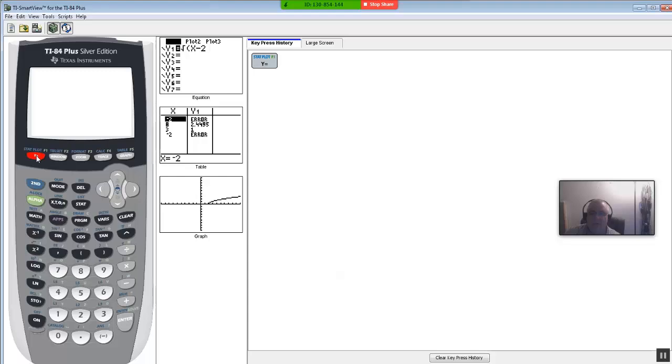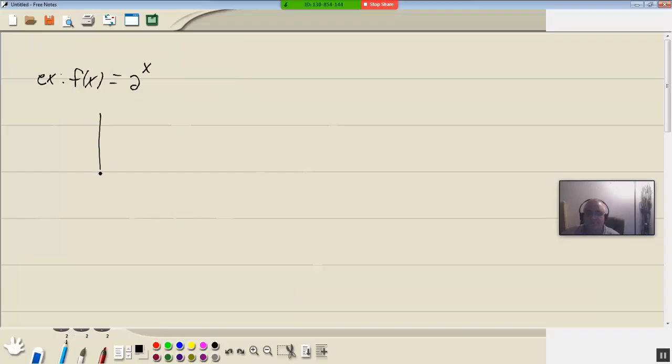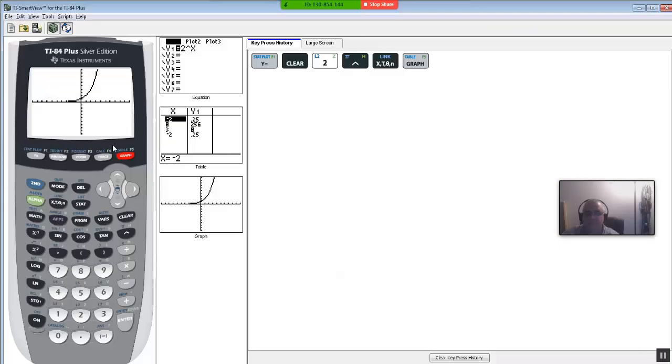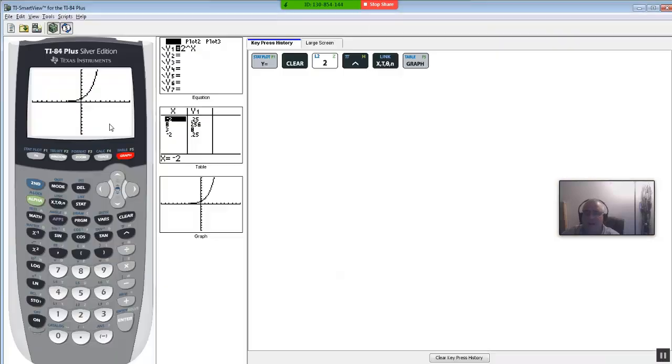on our calculator we'll go to y equals, clear, and then we'll do 2 caret x. And then we press graph. And this would be our graph. More or less looks like this. They never just stop. This keeps going forever this way. It just skims, gets really close to the x-axis, but never touches and never crosses it.